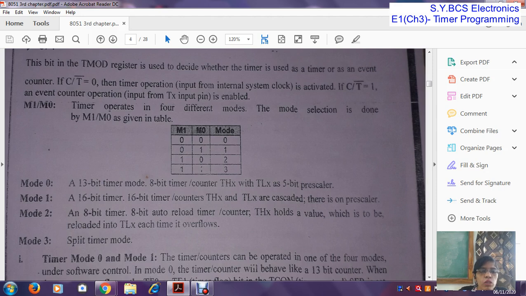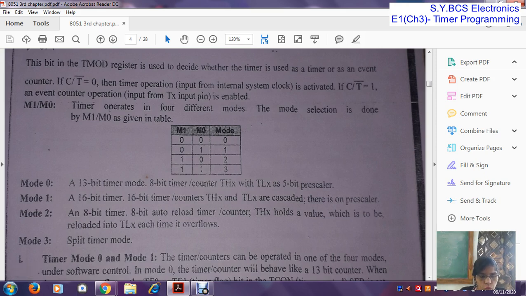Mode 0 is a 13-bit timer mode. THx means the higher byte of timer 0 or timer 1, and TLx means the lower byte of timer 0 or timer 1, used as a 5-bit prescaler. Then mode 1 is a 16-bit timer. In this 16-bit timer/counter, THx means the higher byte of timer 0 or timer 1, and TLx means the lower byte of timer 0 or timer 1. So there is no prescaler.